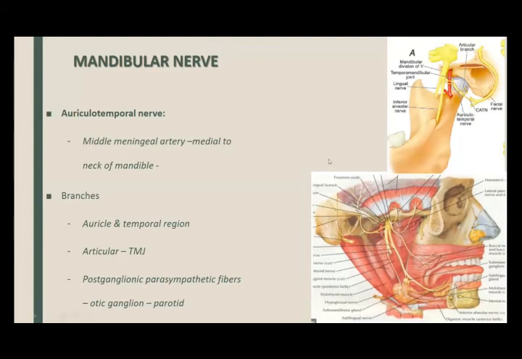ठीक है जी. अब इस ऑरिकुलोटेम्पोरल के थ्रू पोस्ट गैंग्लियोनिक पैरासिम्पैथेटिक फाइबर्स आते हैं that relay into the otic ganglion, and they are for the supply of the parotid gland. अभी मैंने आपको कहा था कि इस नर्व में पैरासिम्पैथेटिक फाइबर्स नहीं हैं. ये पैरासिम्पैथेटिक फाइबर्स हैं ना, ये फाइबर्स come from the ninth cranial nerve, which is glossopharyngeal. ये इस बेचारी ट्राइजेमिनल के साथ तो they are just hitchhiking fibers, इधर उधर से चलते हुए पहुंच गए.